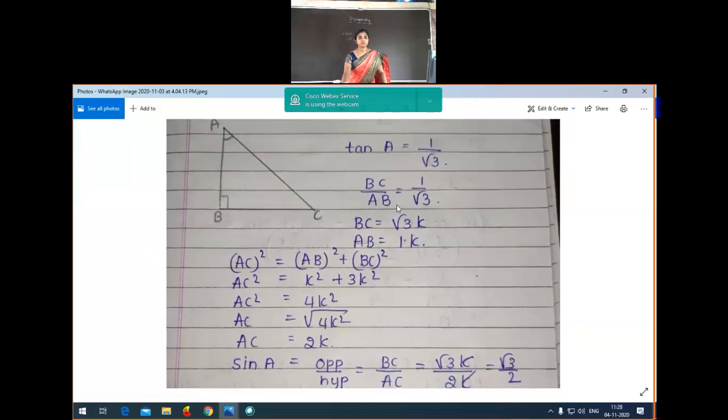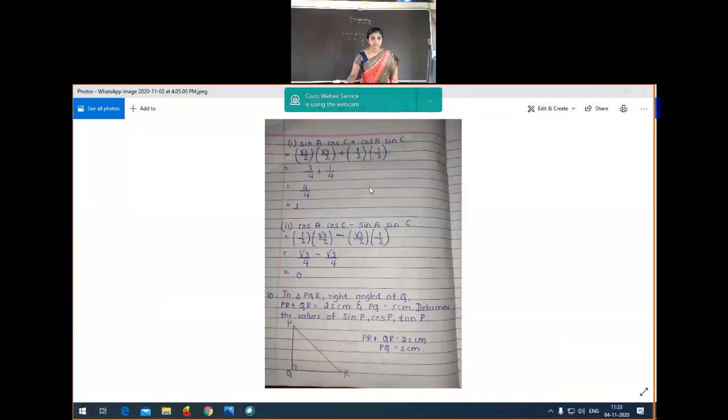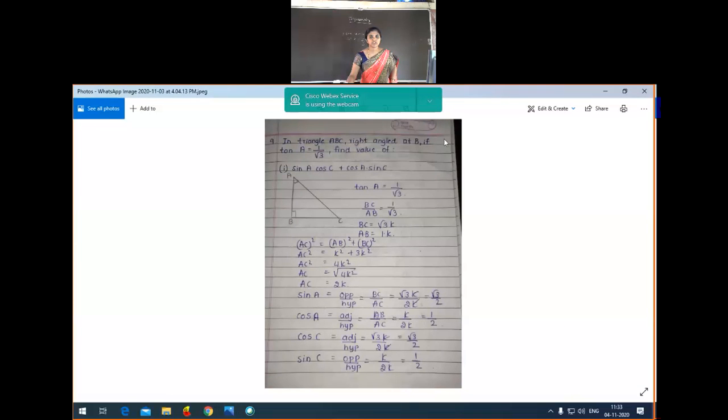Tan A is equal to BC by AB. See here in the 9th question, actually BC which is equal to 1K we have to choose and AB is equal to root 3K we have to choose. Here the values are exchanged actually. AC is right, AC is 2K only. Then you have to change all these sin A, cos C, sin C.